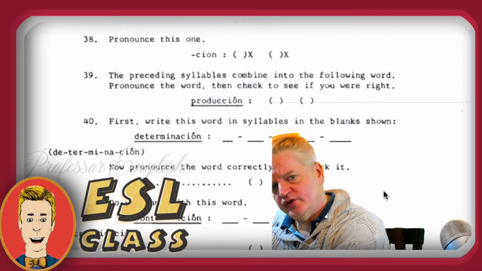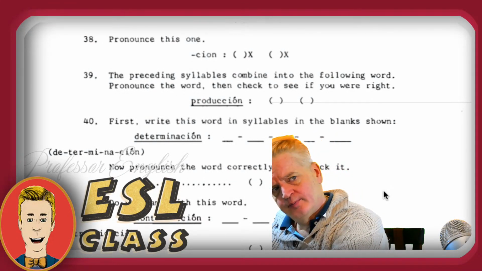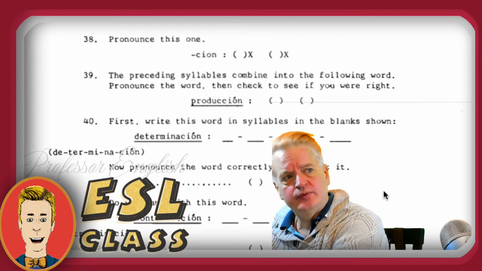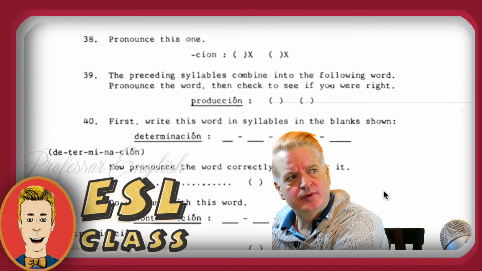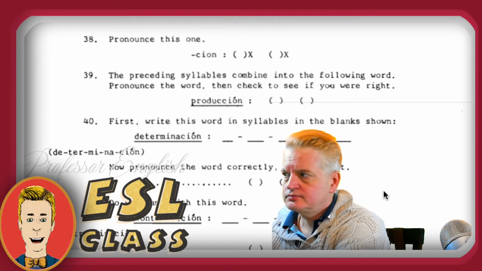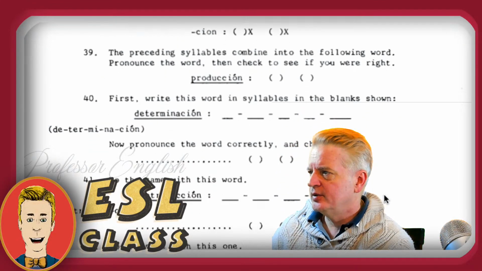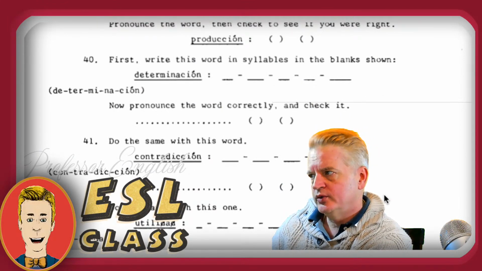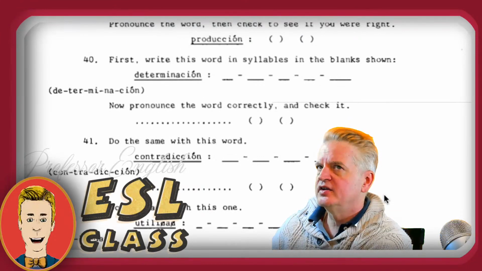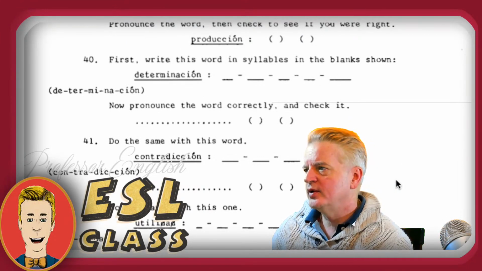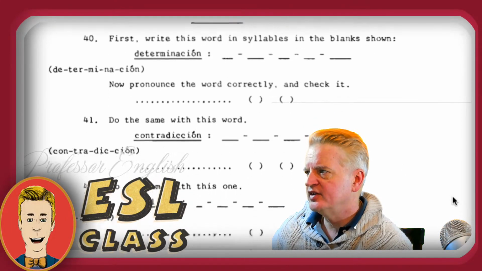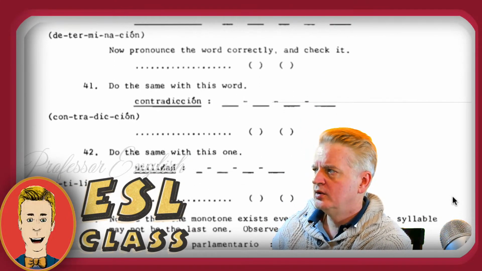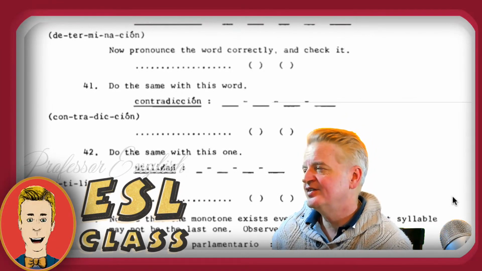Producción. Number 40. First write this word in syllables in the blanks shown. Determinación. Number 41. Now pronounce the word correctly and check. Determinación, contradicción. Do the same with this word.